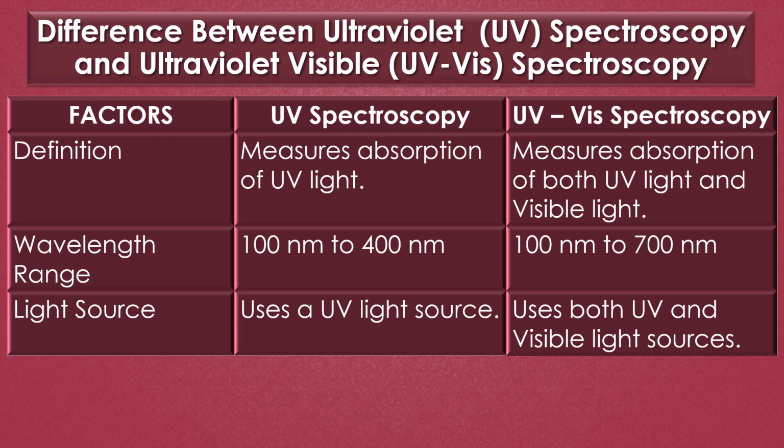Light source. UV spectroscopy uses a UV light as its light source, and UV visible spectroscopy uses both ultraviolet light and visible light sources as its light source.